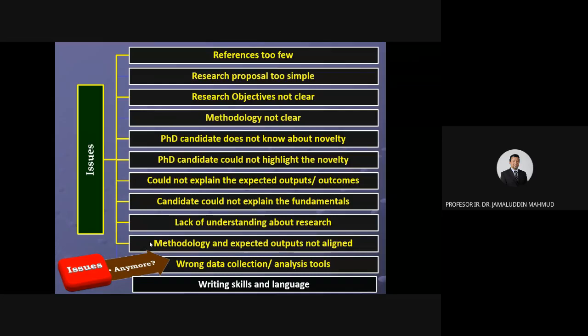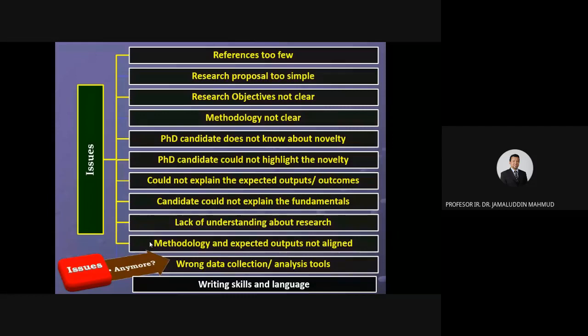However, when you look at it, you can see the references are too few. For example, you have 15 or 12 references during the RP, and the candidate has already spent like 3 semesters. I think that could be considered too few. And then again, as I mentioned just now, the research proposal is too simple, like 9, 12, or 15 pages.